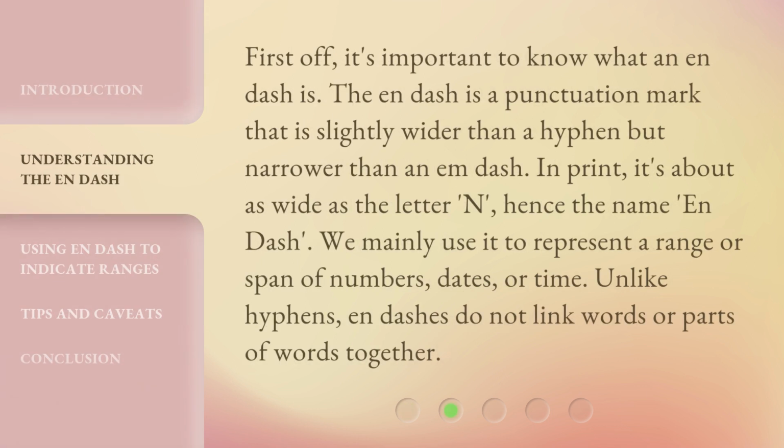First off, it's important to know what an N dash is. The N dash is a punctuation mark that is slightly wider than a hyphen but narrower than an M dash. In print, it's about as wide as the letter N, hence the name N dash. We mainly use it to represent a range or span of numbers, dates, or time. Unlike hyphens, N dashes do not link words or parts of words together.